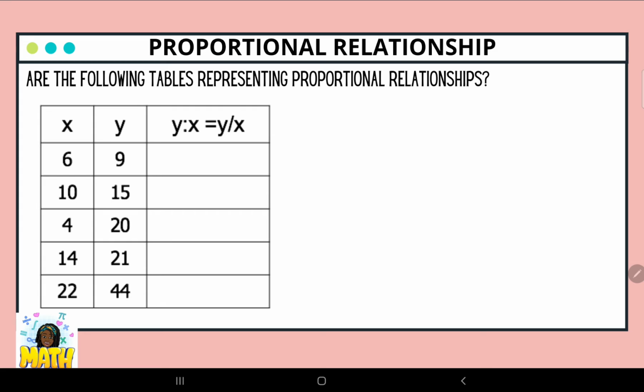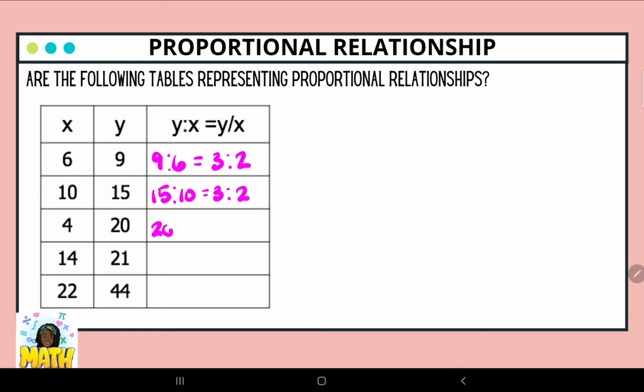We're going to start off again with y to x, and we're going to simplify. Here we have y as 9 and x as 6, so 9 to 6, which can be simplified. 3 can go evenly into 6 and 9, and that gives us 3 to 2. Now we have 15 to 10. The largest number that goes evenly into both is 5. 5 goes evenly into 10 twice, into 15 3 times. So here we have, again, 3 to 2.